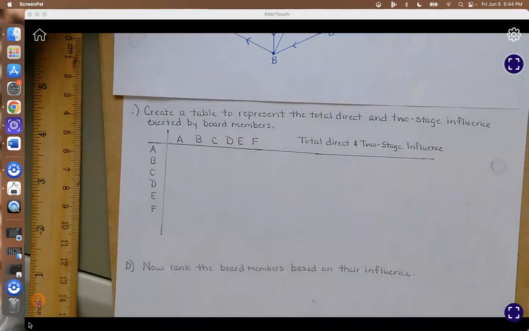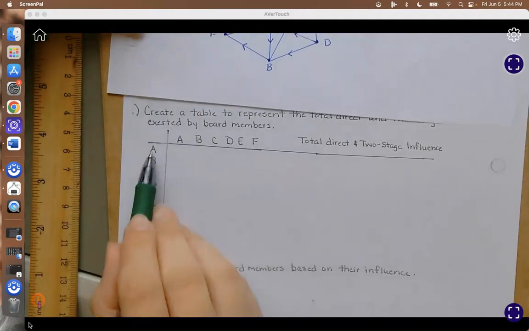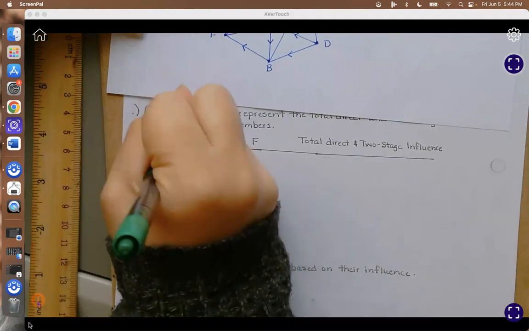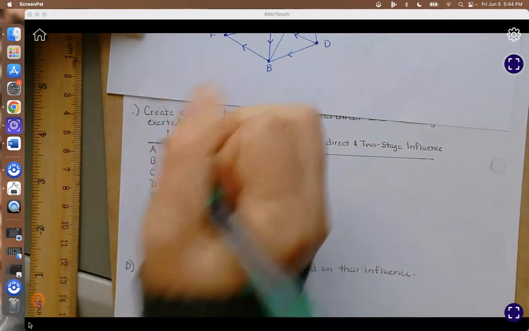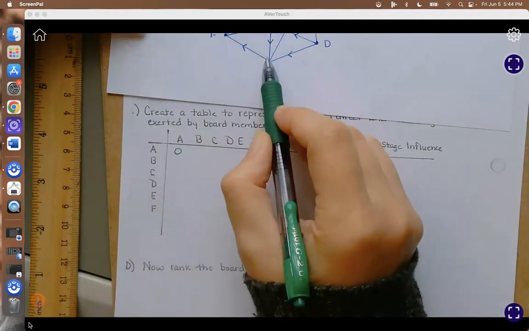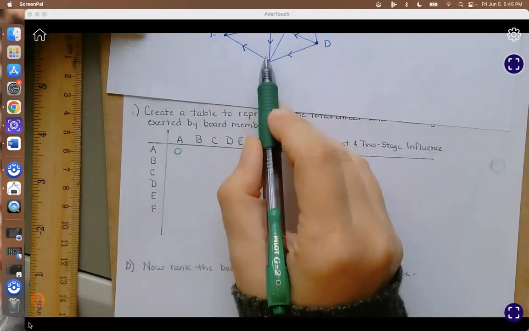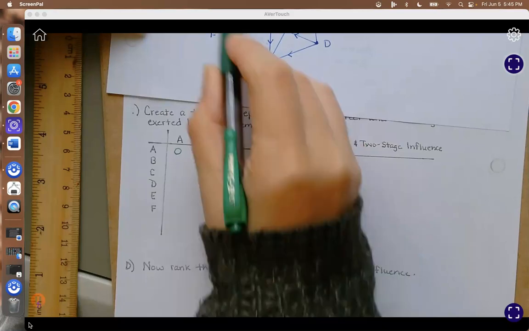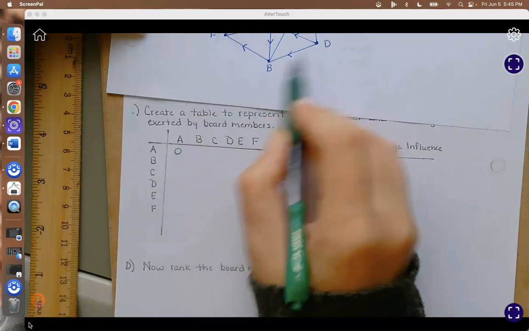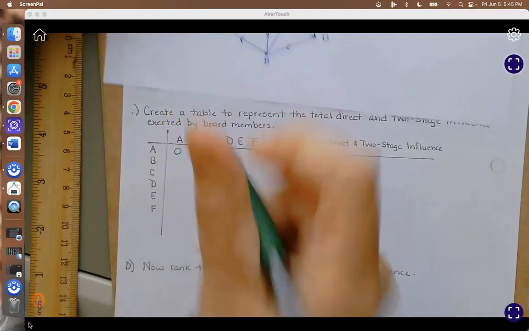Now we're going to create a table to represent the total of direct and 2-stage influences exerted by board members. So to get to A, you can't do that. So that's 0. A to B. I can go here to here. That's 1. I can go here to here. That's 2. And the only other way to come in is to D. There's no other. So that's 2 ways.